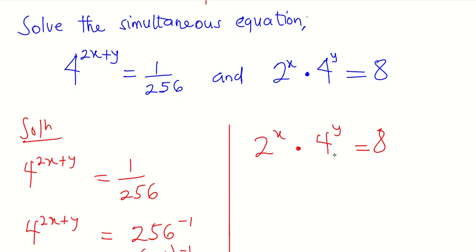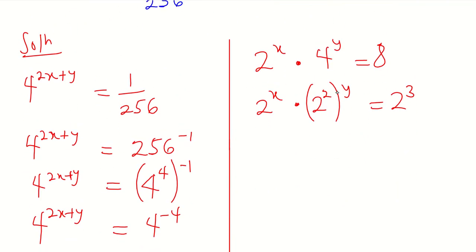Now we can express 4 and 8 to have a common base of 2 so that we continue with our solution. Which means we have 2 exponent x multiplied by 4, which is known to be 2 exponent 2, and then our existing exponent y comes, and 8 is known to be 2 exponent 3. Now in this instance, we can multiply the exponent, and we have 2 exponent x multiplied by 2 exponent 2y, which is equal to 2 exponent 3.